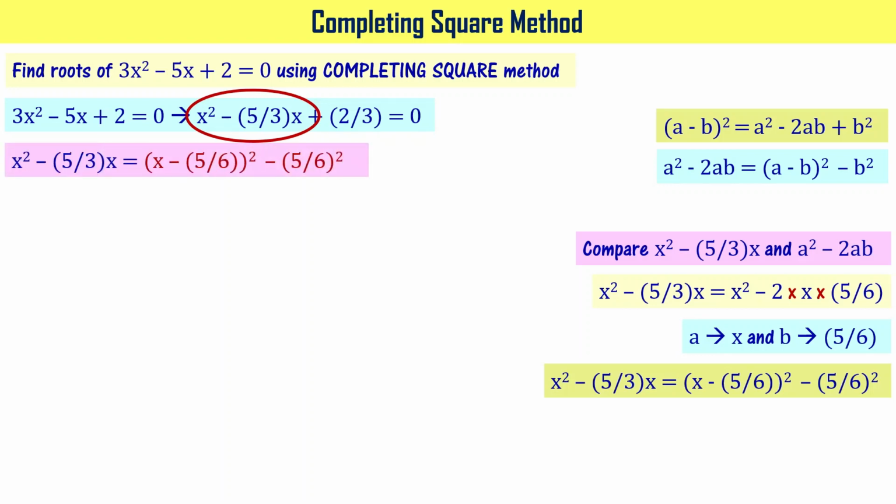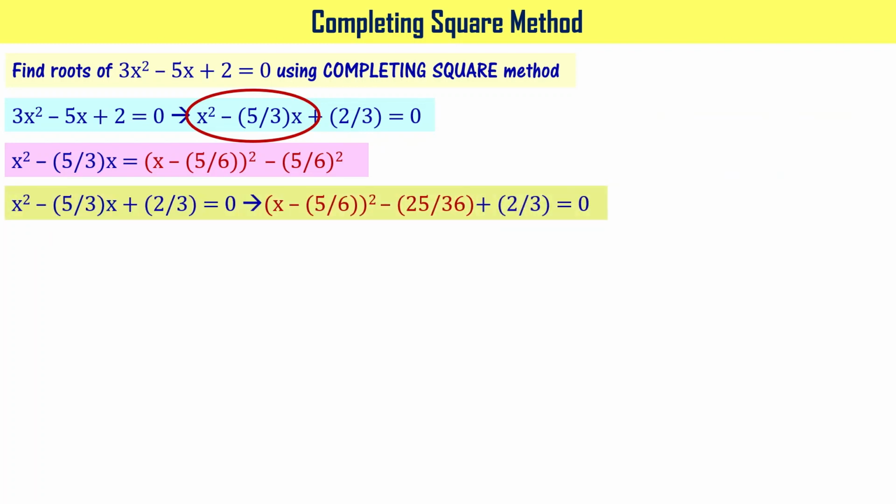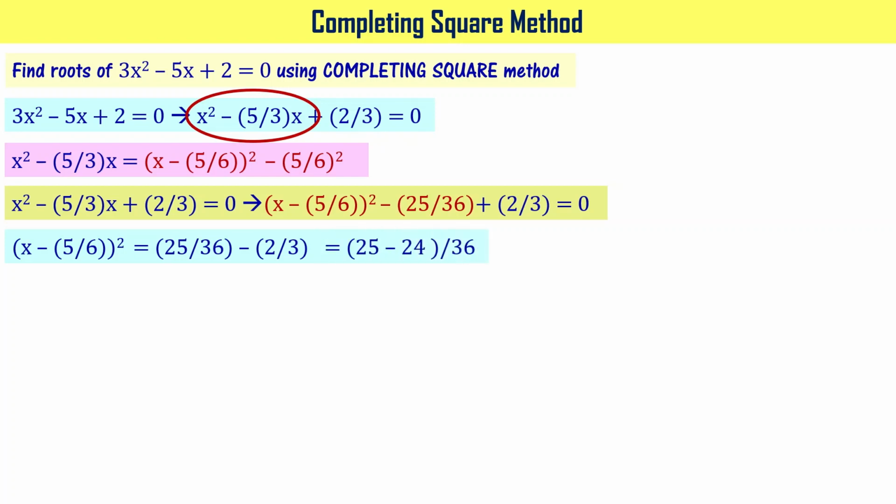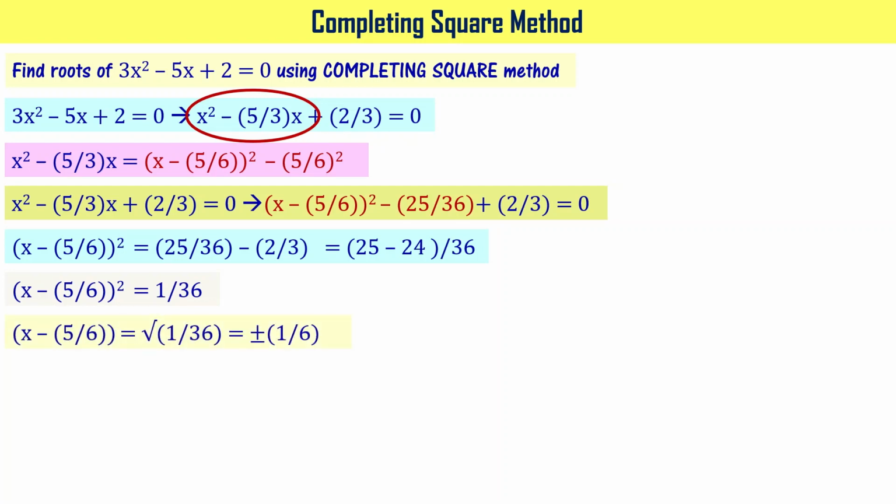Let's take a note of that and substitute that into the original equation, x square minus 5 by 3x plus 2 by 3 equal to 0. When you do that and simplify, you get (x minus 5 by 6) whole square equal to 25 by 36 minus 2 by 3, right? You further simplify it such that you get (x minus 5 by 6) whole square equal to 1 by 36. It means x minus 5 by 6 equal to square root of 1 by 36. That can be written as plus or minus 1 by 6, right?